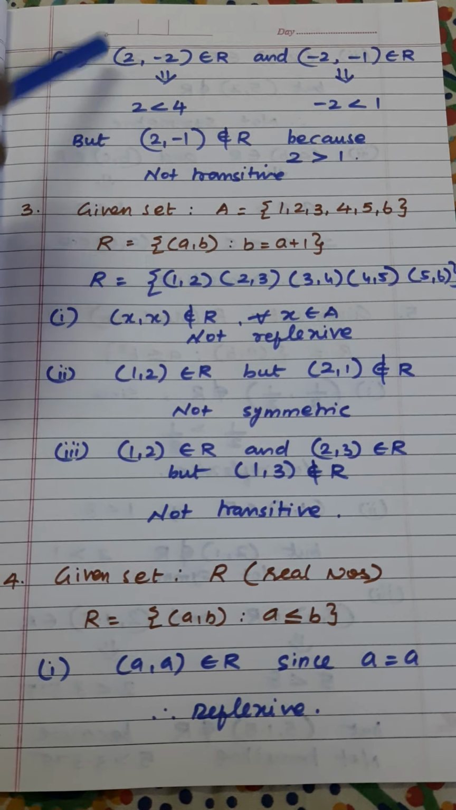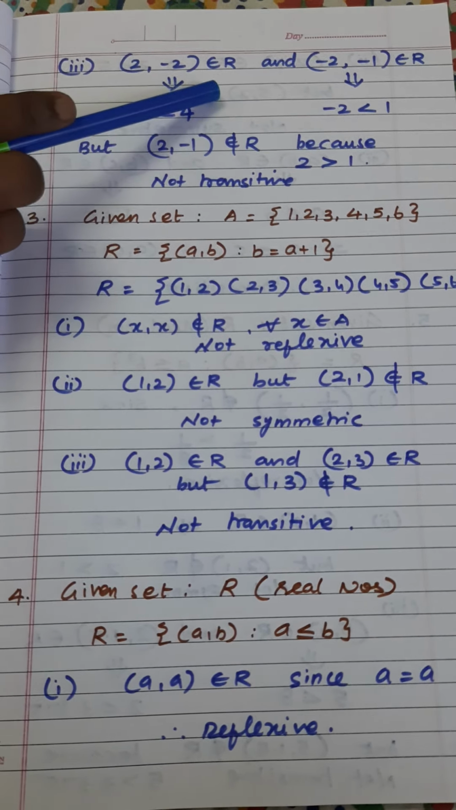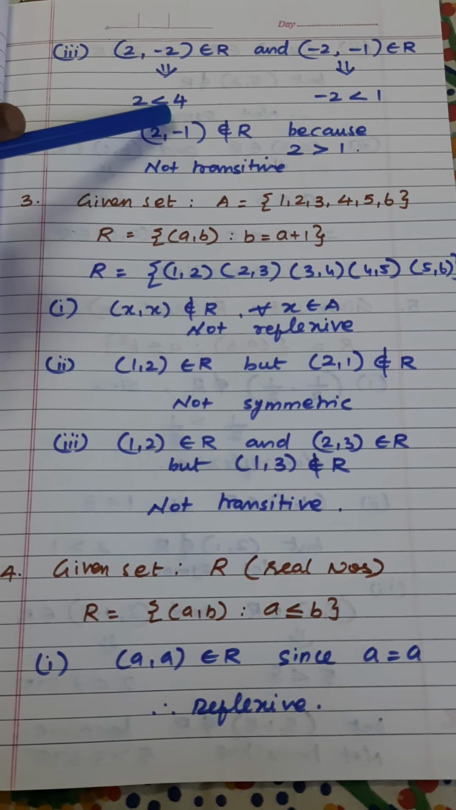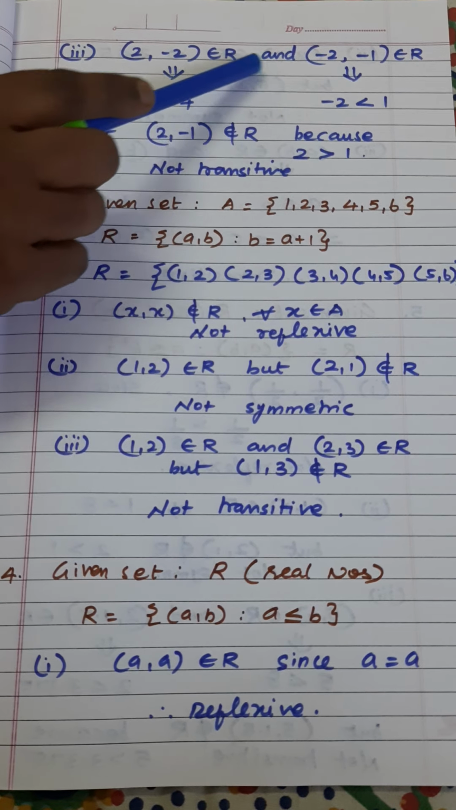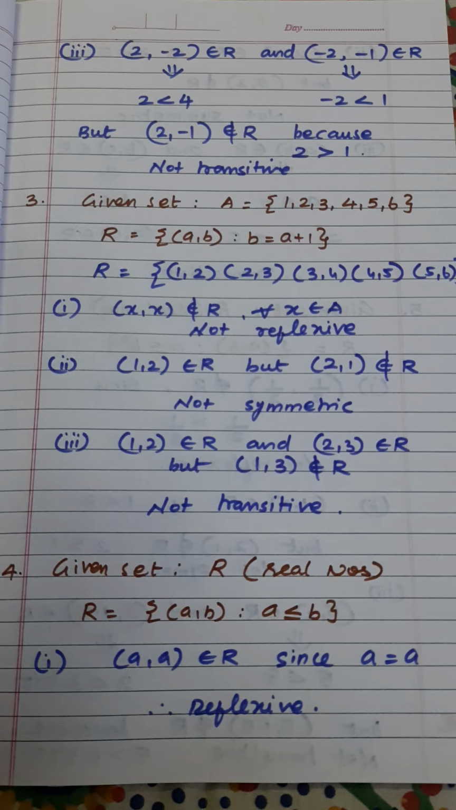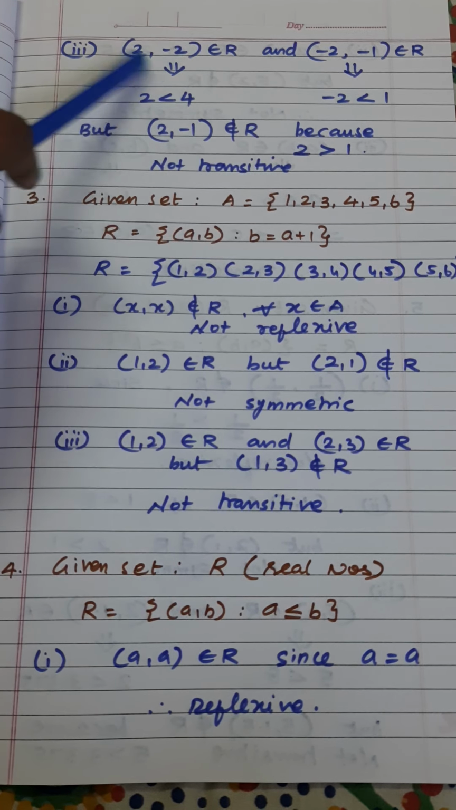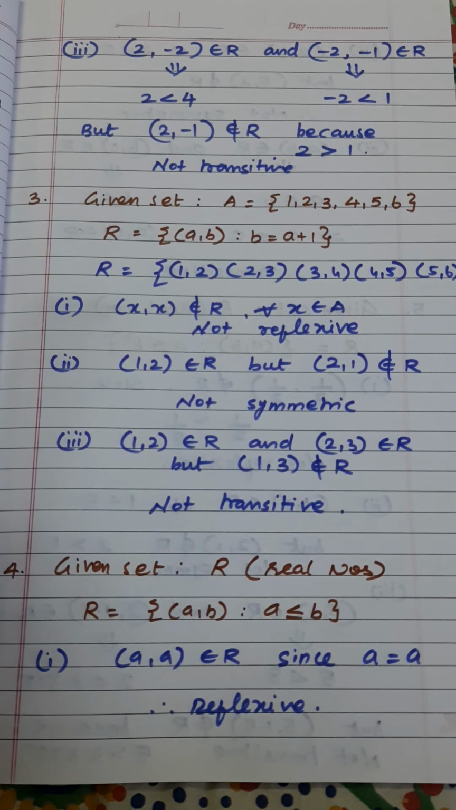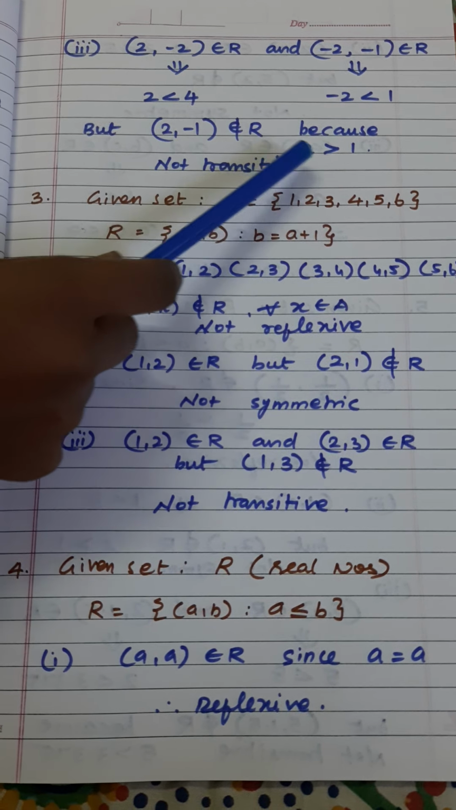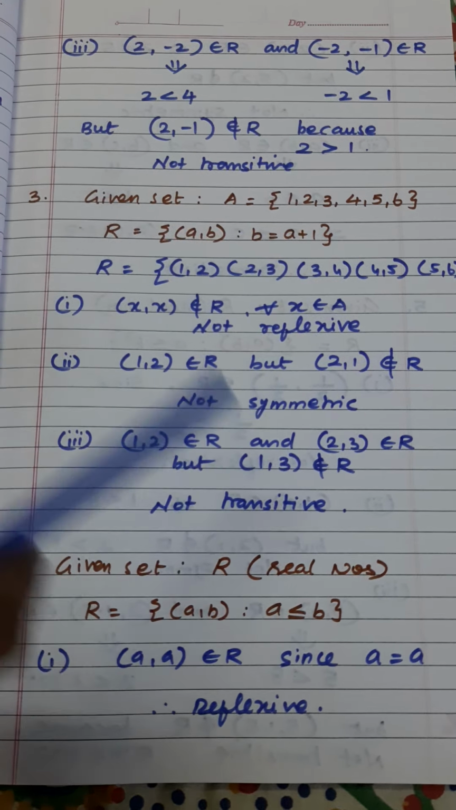Now transitive: (2, -2) belongs to R, which implies 2 is less than (-2) whole squared, which is 4, true. And (-2, -1) belongs to R, since -2 is less than 1. Okay, now we are going to check whether (2, -1) belongs to R or not. (2, -1) doesn't belong to R because 2 is greater than 1, so it is not transitive.